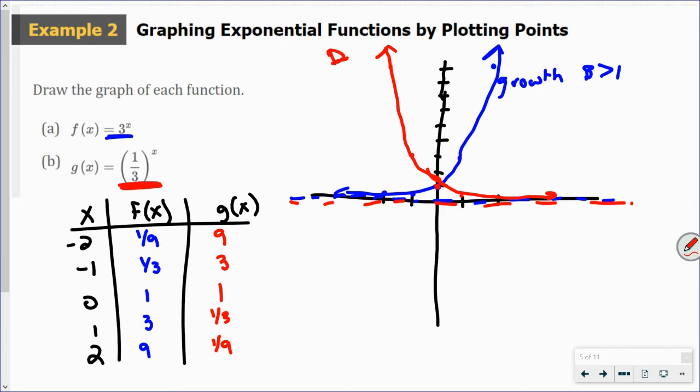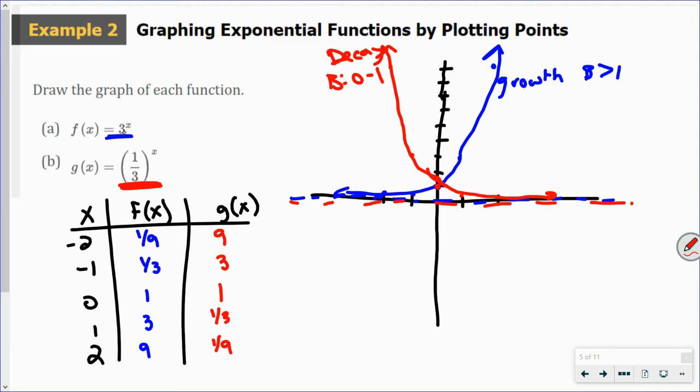Decay will be a b value between 0 and 1. Those numbers are going to dictate which way your graph goes. Now, if we think about it, these are really the same graph. I just flipped it over the y-axis.